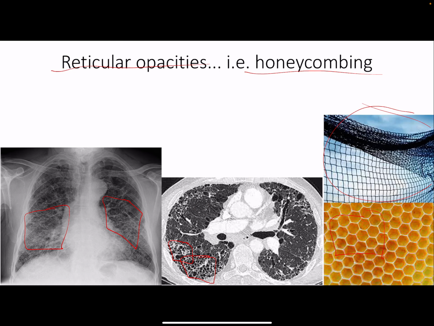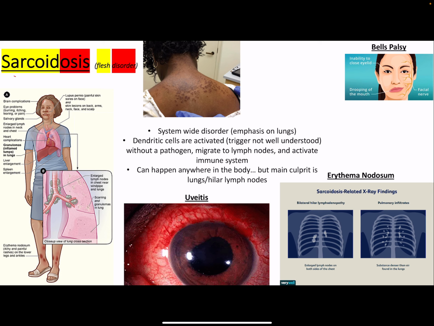Sarcoidosis, which is really the first of these. Just remember that you're going to have these papules on the back. A lot of people get erythema nodosum, so there's a lot of skin-related symptoms here. And in general, sarcoidosis is a system-wide disorder. However, it does have an emphasis on the lungs, especially we're going to have the hilar lymph nodes involved. So the dendritic cells get activated. Triggers not well understood, by some pathogen. They migrate to the lymph nodes. They activate the immune system.